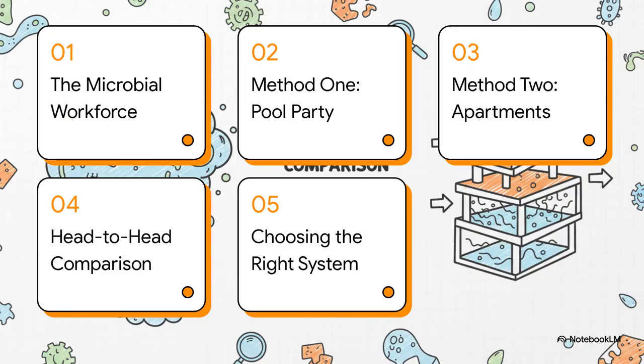So here's the game plan for this explainer. First, we're going to meet our microbial workforce. Then we'll look at the two big competing strategies for managing them, what I like to call the wild pool party versus the super organized apartment complex. After that, we'll put them head-to-head, see what they're good at, what they're not so good at, and finally, we'll figure out how engineers pick the perfect system for the job.